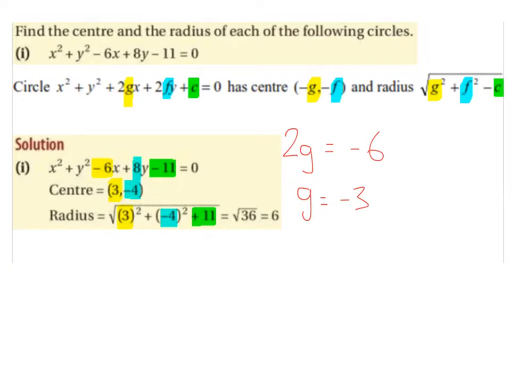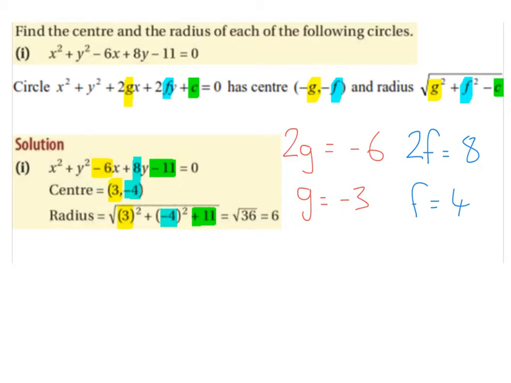Okay, so now we want to compare the coefficient of y in our formula, which is 2f, and the coefficient of y in our actual circle equation, which is 8. So we're going to have 8 equal to 2f. So then f is going to be 8 divided by 2, which is 4. So if f is equal to 4, then minus f is going to be equal to minus 4. So the y coordinate of the centre of our circle is minus 4. So now we know the centre of our circle is 3, minus 4.